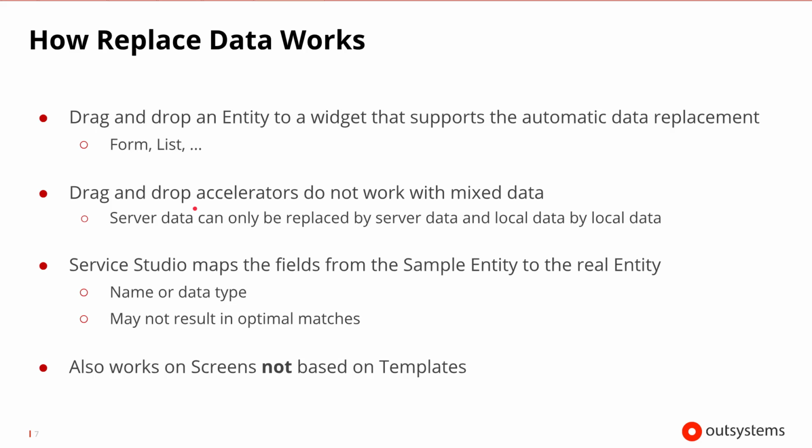Now, one thing that's really important from a mobile perspective is that the drag and drop replace data accelerator can't work with mixed data. So if we're just dealing with server data and we're replacing this with an entity or a database entity from the server, then that's going to work fine. And if we have a local piece of data that's actually being replaced by a local entity, that works. But sometimes we can create instances where the data coming back, some of it's from the server and some of it's local, and we can't have the automatic replace data accelerator work with mixed data.